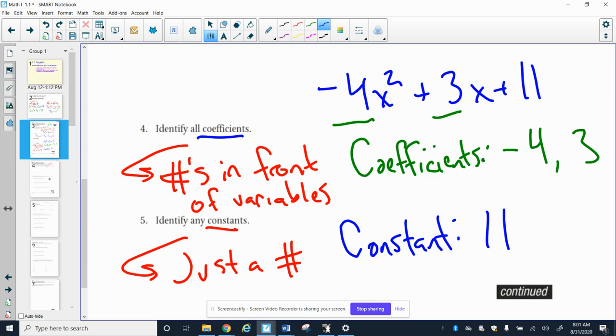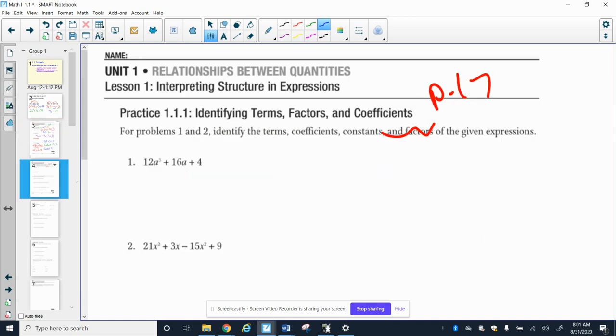All right, so that's the basic gist of what we're doing today. Okay, so now let's get some practice in. Flip ahead to page 17. And now we have a couple problems here where our directions are to identify the terms, coefficients, and constants. Our first step is always going to be to simplify if possible.